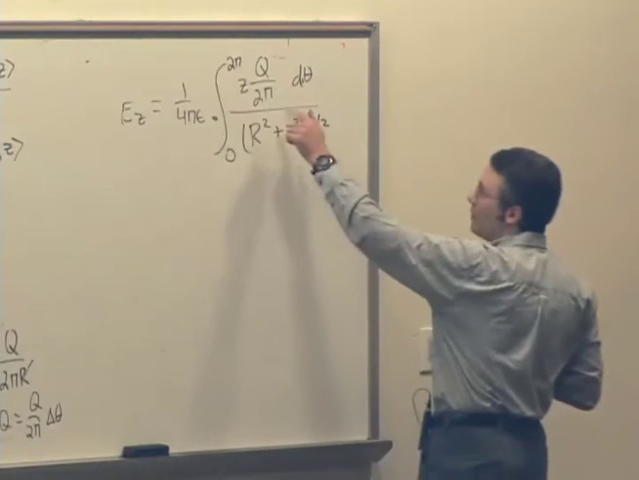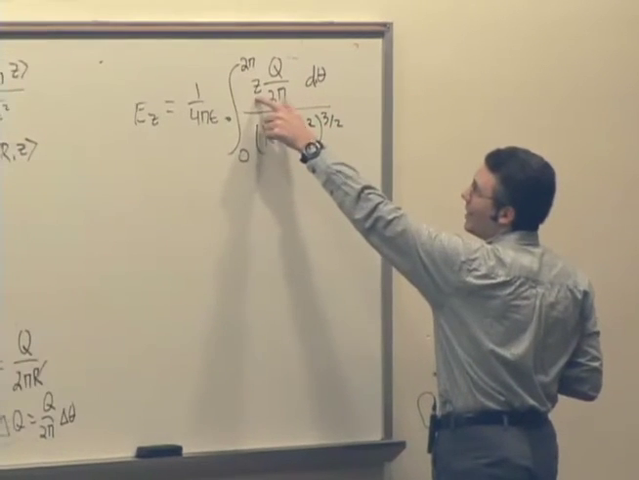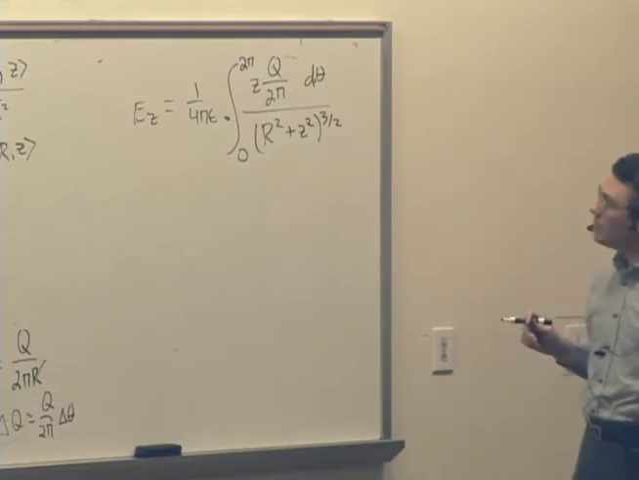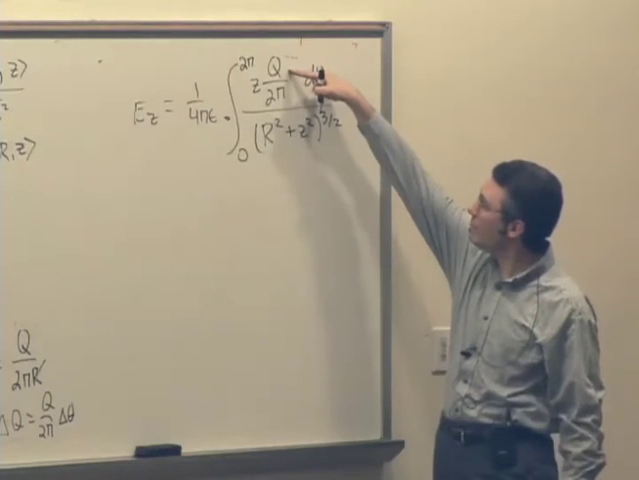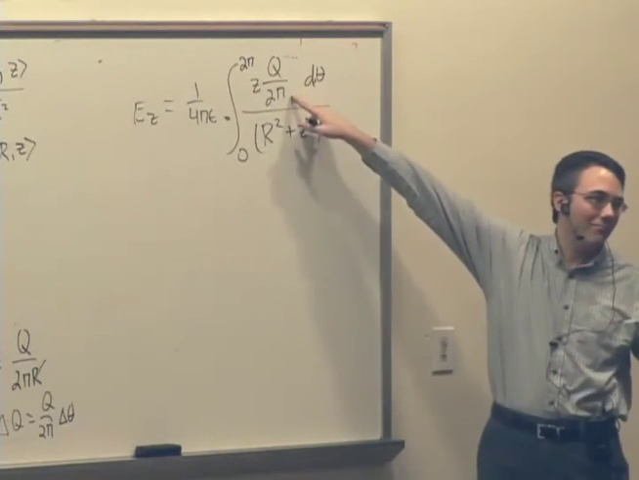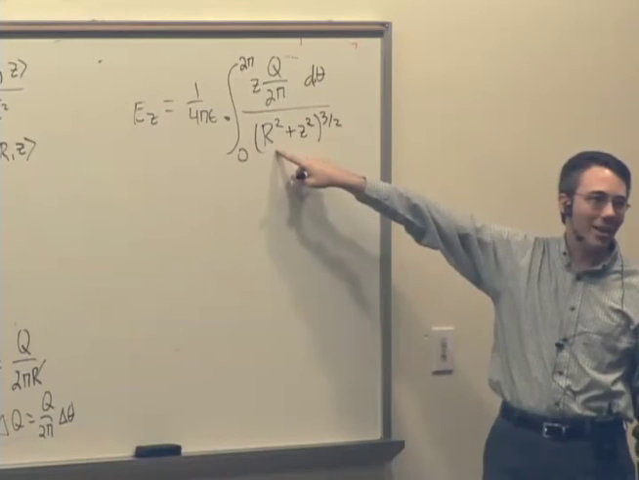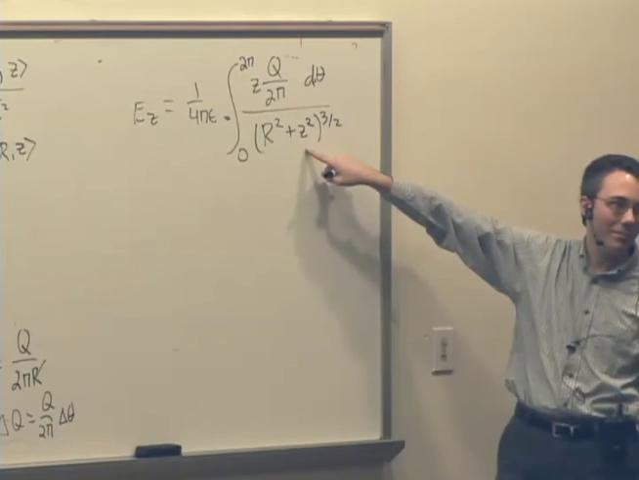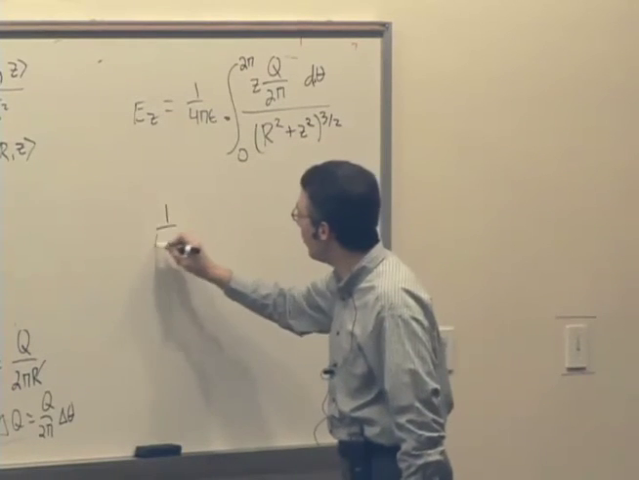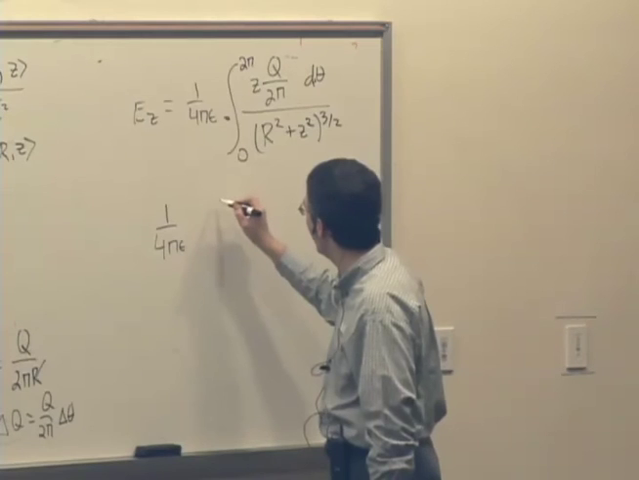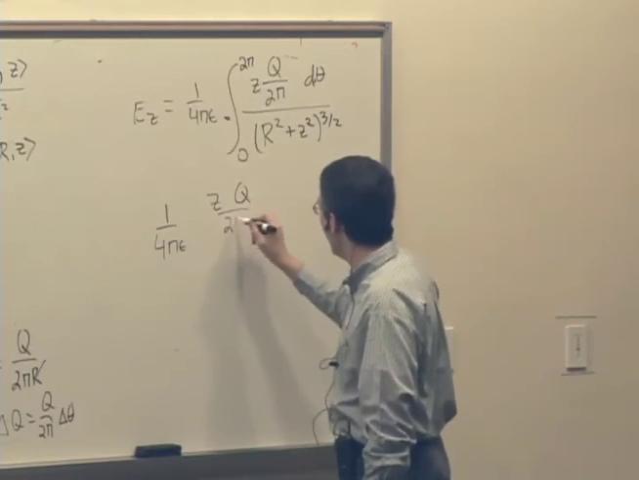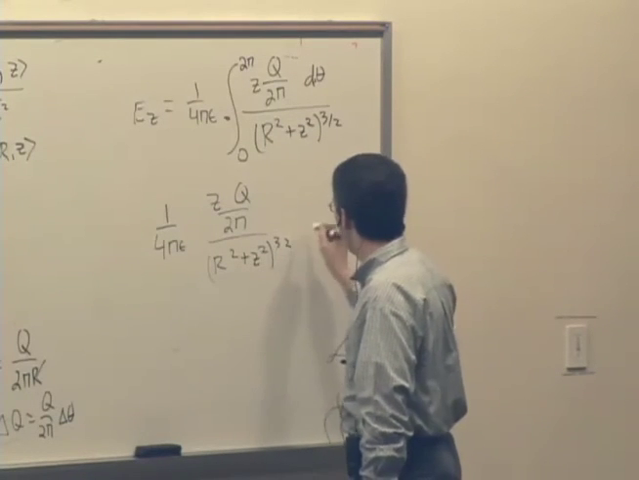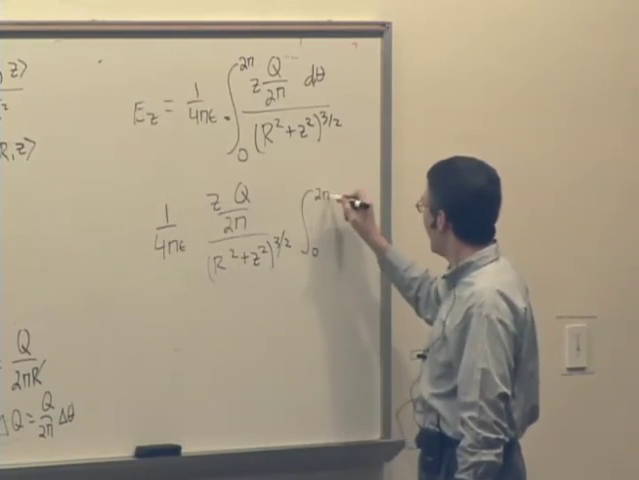Well, let's look at this expression. The only thing that's changing is theta. Is z a constant? Yeah, that comes out. Is Q constant? Yep. Is 2 pi a constant? Yeah, obviously. Is r a constant? Yeah, the radius isn't changing. Everything in here is a constant. So this all comes out of the integral. And so this becomes z times Q over 2 pi over r squared plus z squared to the 3 halves, times the integral from 0 to 2 pi of d theta.